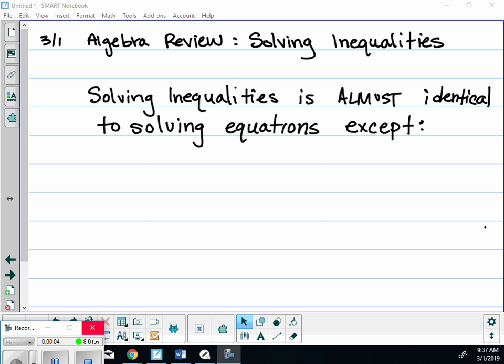So in algebra review, we're going to talk about solving inequalities because this is going to pertain to what we talk about later in chapter 5.